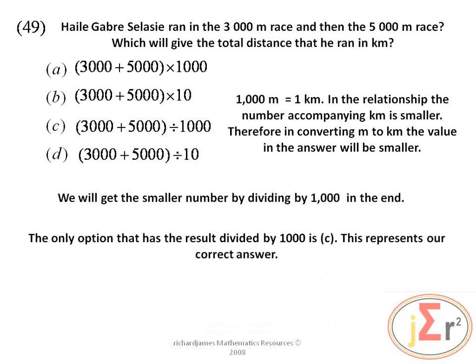So which one? The only option that has the result divided by 1000 is C. This is the one that has a division by 1000. This represents our correct answer.